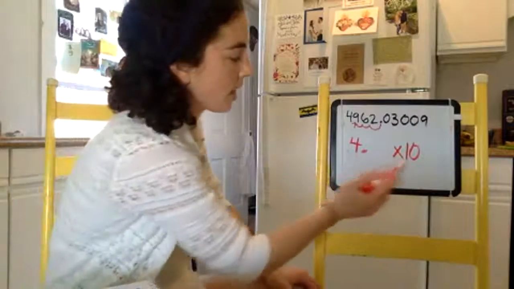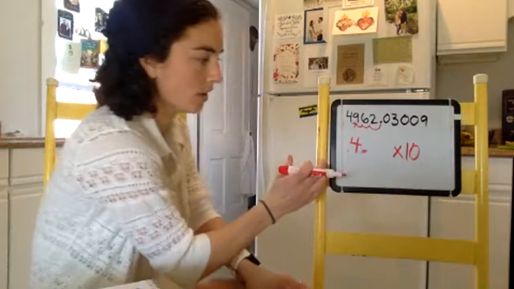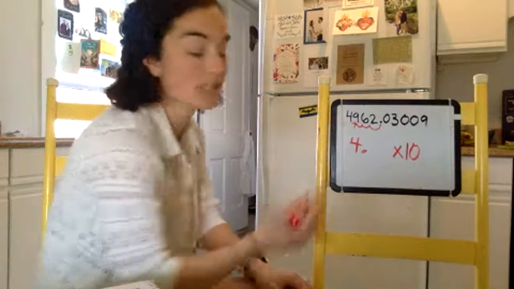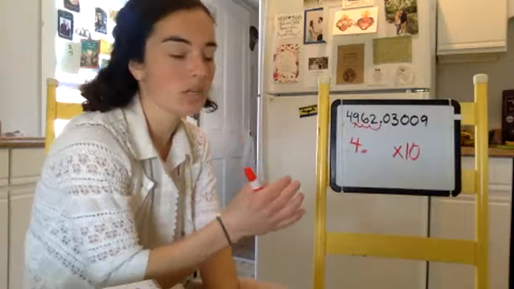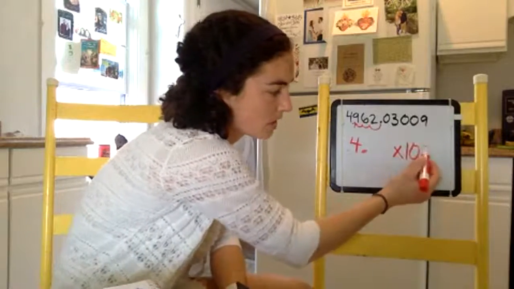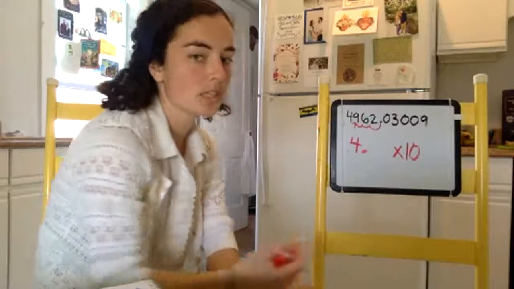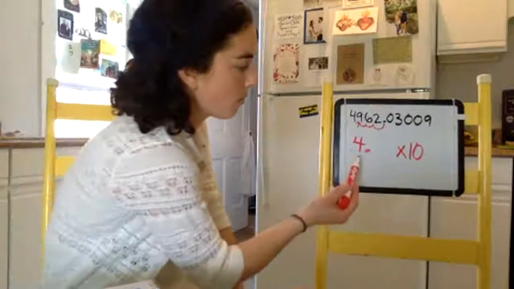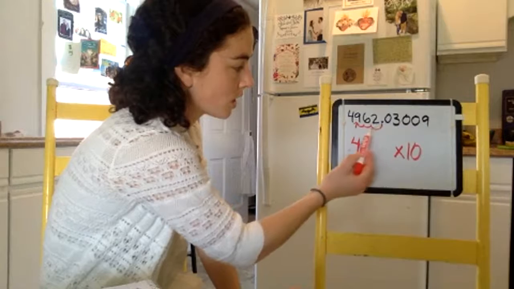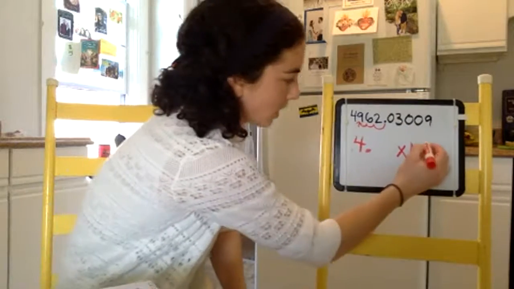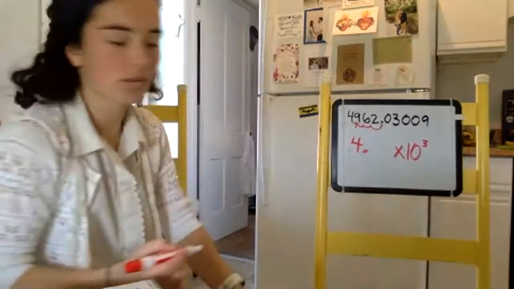Then we need to figure out the number originally, 4,962, was greater than 1, a bigger number than 1. So our exponent is going to be positive. We need to decide how many times we moved the decimal. We moved the decimal 1, 2, 3 times, so we know our answer is to the positive 3.